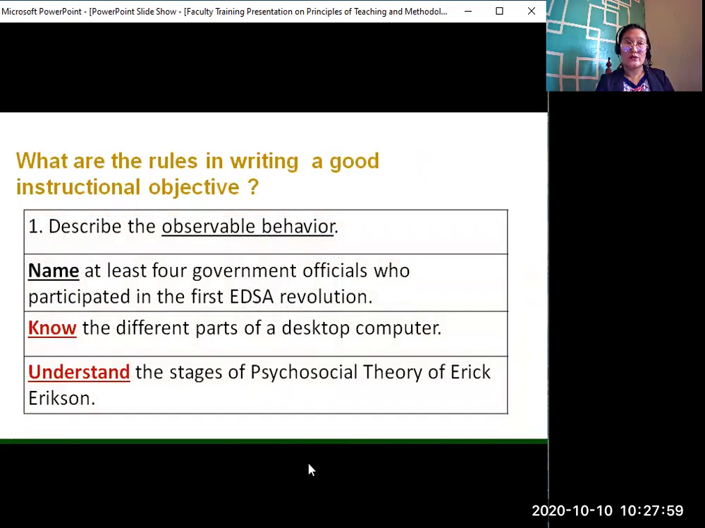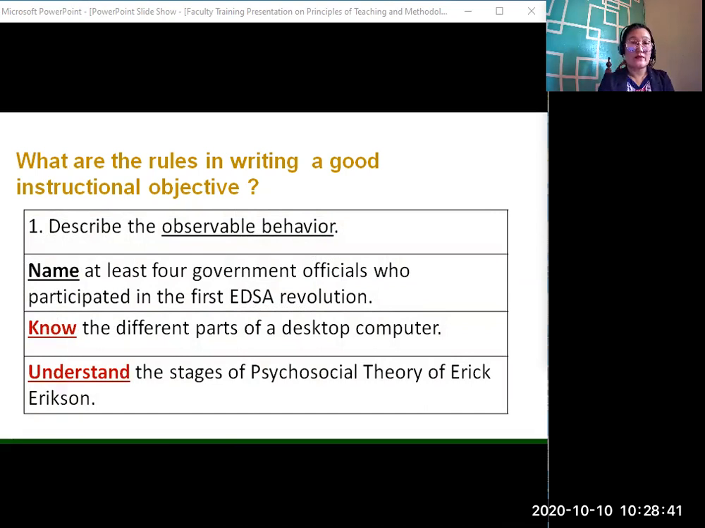There are rules to be followed, as I mentioned a while ago, in writing instructional objectives. The first rule: an instructional objective must describe the observable behavior. Observable behavior is the expected performance from the students, a manifestation of learning. The observable behavior must be described using behavioral terms or outcome verbs. An outcome verb is used to manifest the knowledge and understanding through a demonstrated behavior of the learners, because any change in the learner's behavior is an evidence of learning.